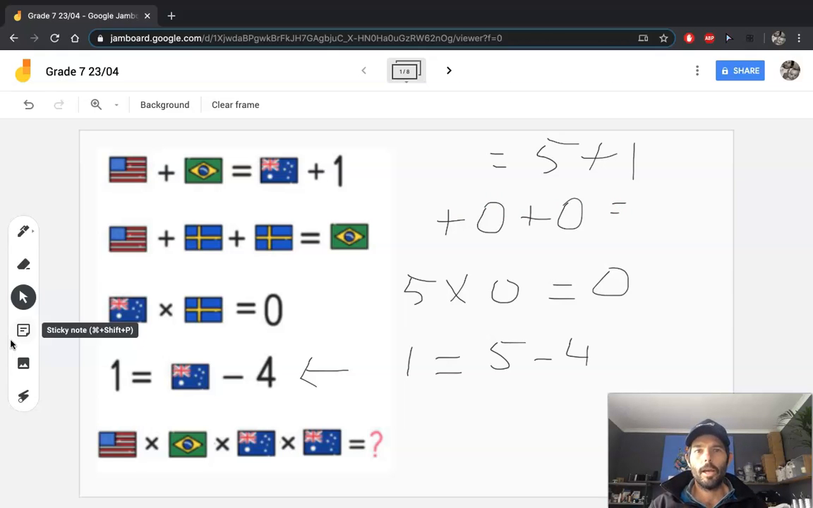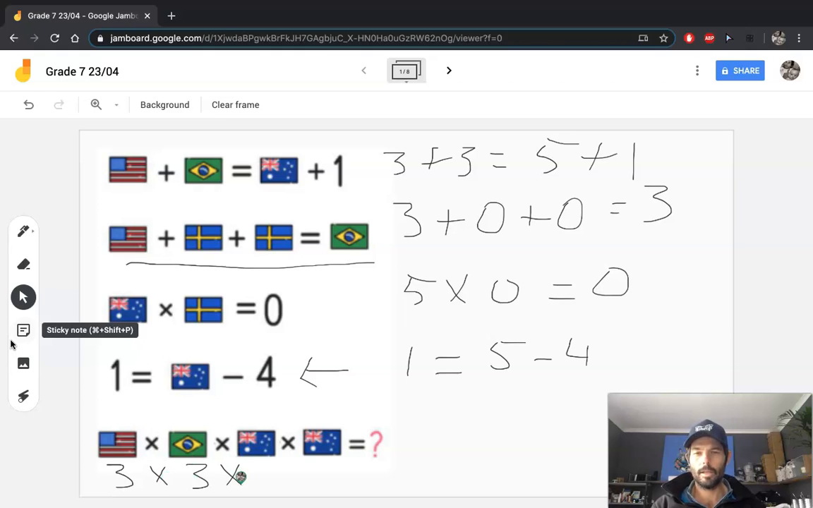Okay, so looking at the second line of flags, then I must know that the American flag and the Brazilian flag must be equal, because Sweden is 0, so 3 has got to be equal to 3. Okay, and now I can fill in the top where it says 3 plus 3. So 6 is equal to 6 at the top, and now I'm just left with the bottom line. I know the American flag is 3. I know the Brazilian flag is 3.